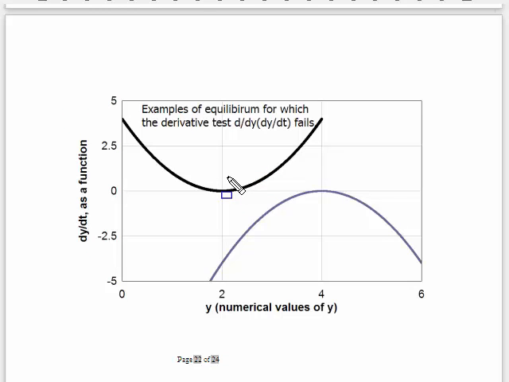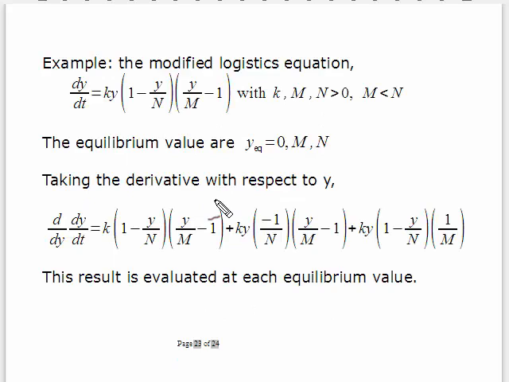And here are two examples of semi-stable equilibrium values. Now we'll do an example. We'll use the same modified logistics equation that we used in the first example when we just drew phase lines. And we found, as before, that there were three equilibrium values: 0, m, and n. Remember that m is less than n. And all the values are greater than 0.